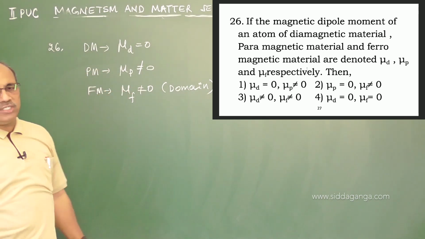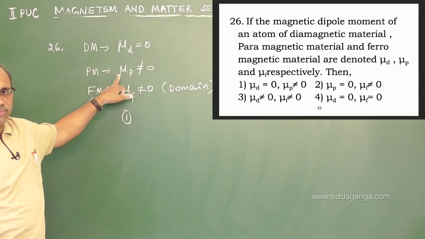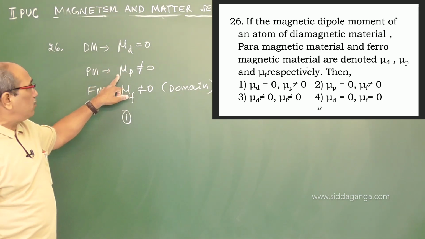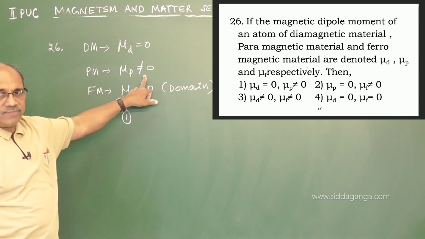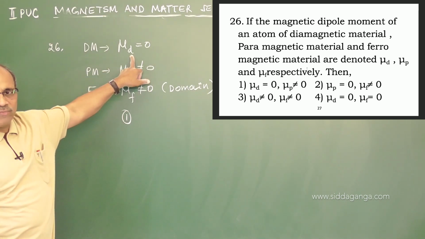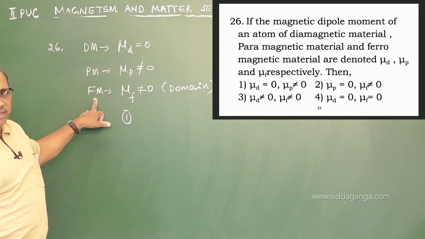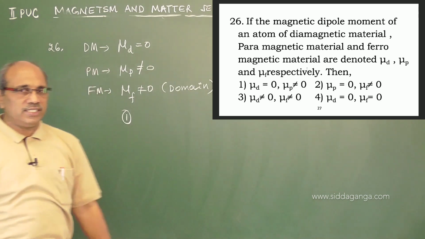The best option is C, option number 1, where it says mu d is 0, mu p is not 0. But in the second option, mu p is 0, which is not possible. In the third option, mu d and mu f are both not 0, again wrong, since mu d is 0 but they have given not 0. Mu d is 0 in the fourth one, right, but mu f being 0 is wrong. Therefore, option number 1 is the right one.